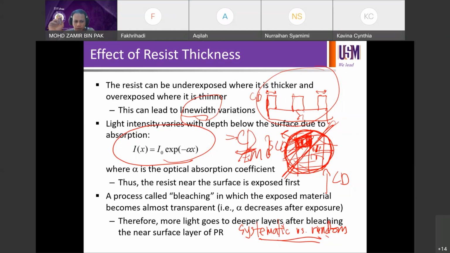happens as well. So therefore, more light goes deeper to deeper layers after bleaching near the surface of the PR. So if there are some conditions where alpha decreases after exposure in the resist, that is called resist bleaching. The transparent. I must say, when the resist is transparent, what does it mean? So let's recall what we learned in 386. When the resist is transparent to the incident light, what do you expect to happen in the resist, or in the reaction, or in the mechanism that's supposed to happen?